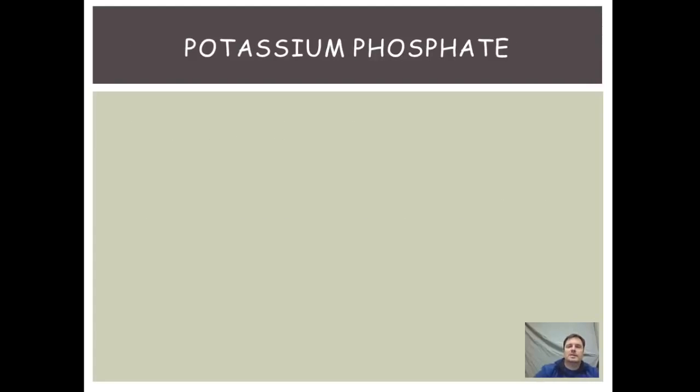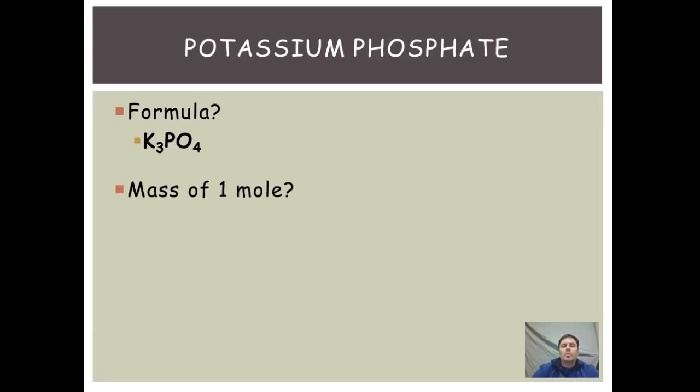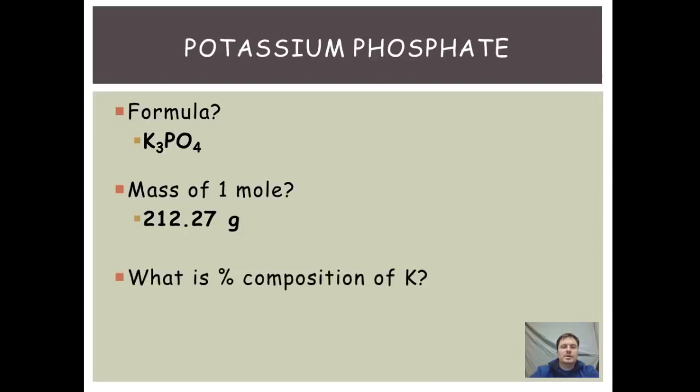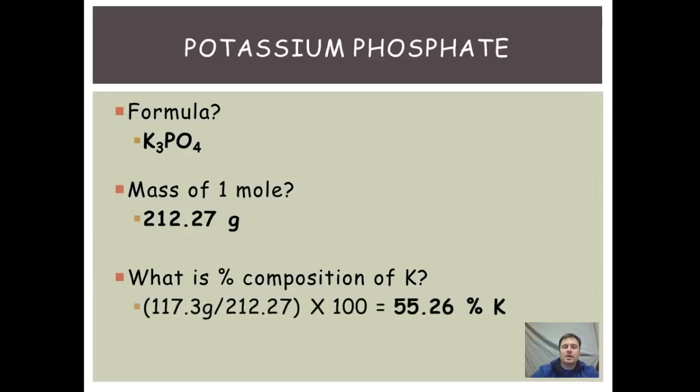So let's look at potassium phosphate. Okay, what's the formula for this? Stop and write it down real quick. Did you get K3PO4? I hope so. Okay, what's the mass of 1 mole? Write this down and come back and check. 212.27 grams. Okay, what's the percent now of potassium? Well, we're going to take 3 potassiums divided by 212.27 grams times 100, and what we get is 55.26 percent of it is potassium.